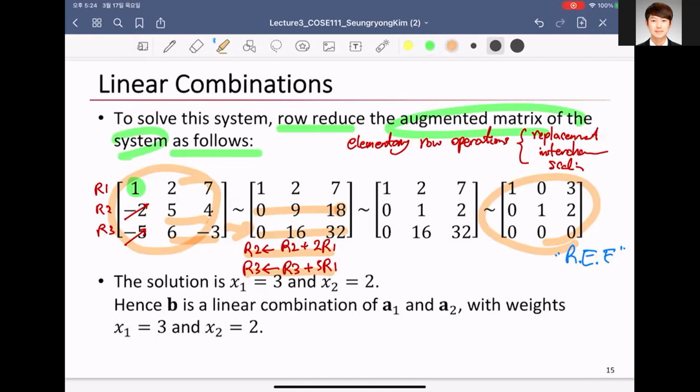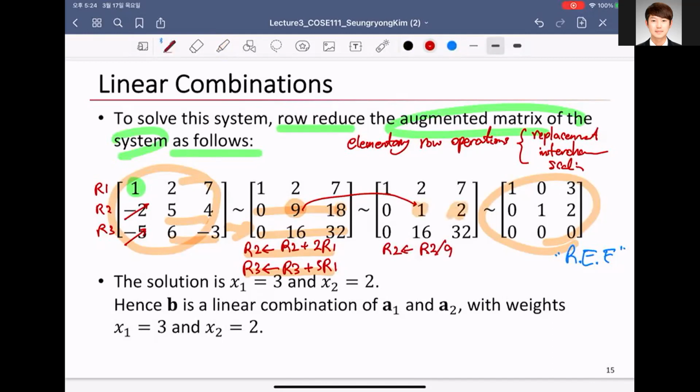Okay. The next thing is that we want to make this one as another pivot position. So for REF form, we want to make this value 9 to 1. Then how can I do that? New R2 is going to be the R2 over 9. Then the new value is going to be 1, 2.